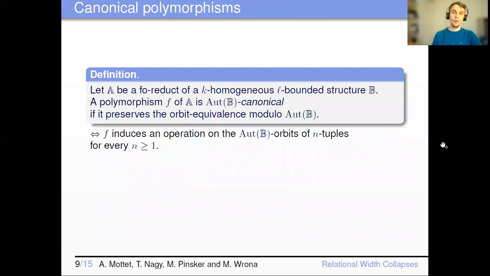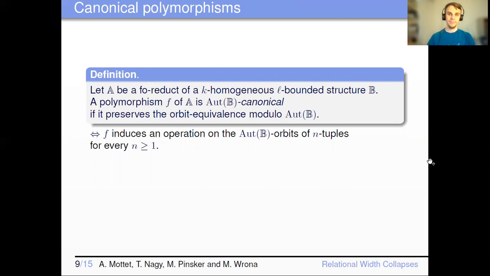And what does it mean for a polymorphism of a relational structure to be canonical? We say that it is canonical modulo the automorphism group of B, where B is this k-homogeneous bounded structure, if it preserves the orbit equivalence modulo the automorphism group of B, which happens if and only if it induces an operation on the orbits of n-tuples, for every n greater or equal to 1, modulo the automorphism group of B. So this means, in some sense, that we can then reduce to the finite case.